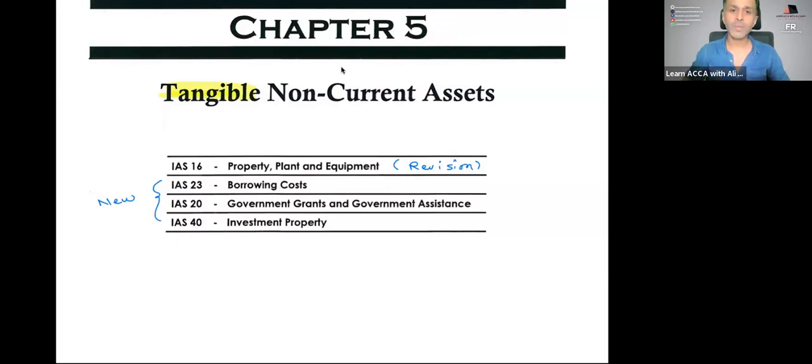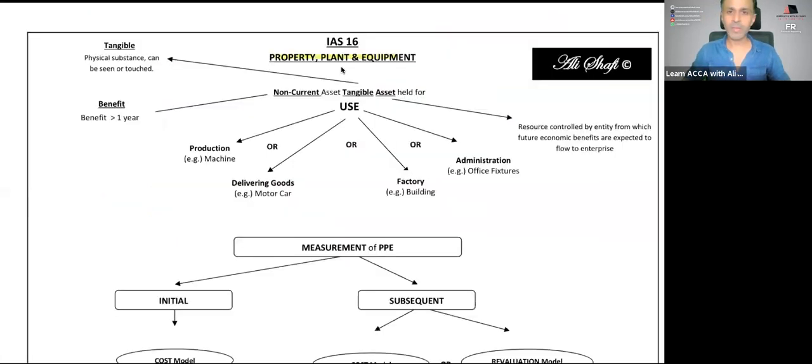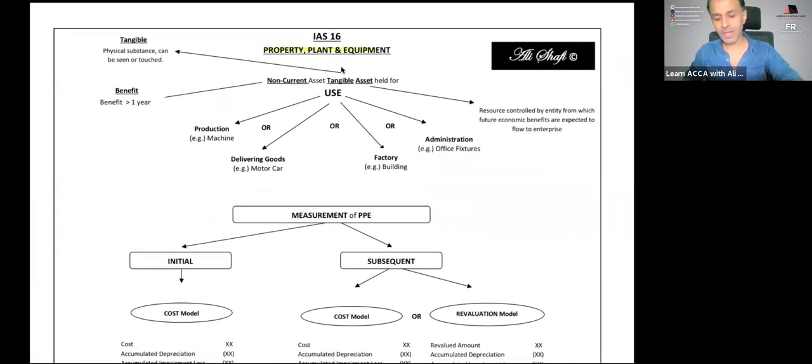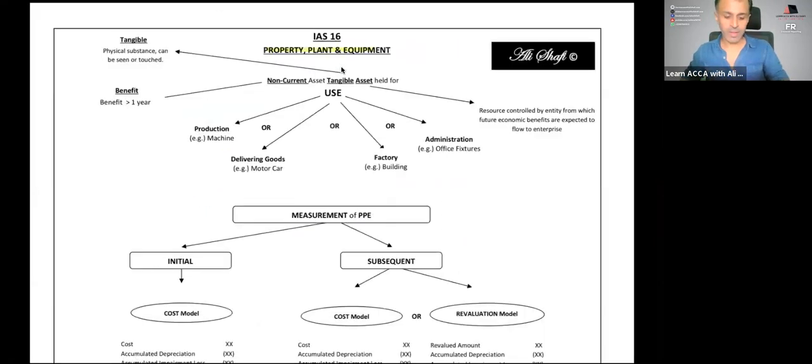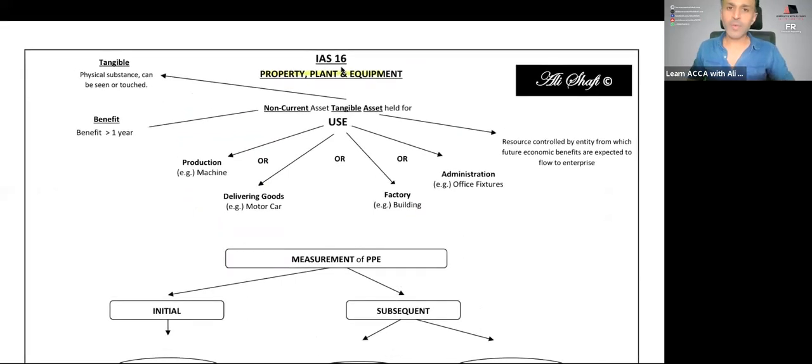Let's start with the topic of property, plant, and equipment. Let's keep the summary in front, and then we will be able to make use of these lecture notes. You will see the way we will. Starting off with the definition of property, plant, and equipment. This is IAS 16: property, plant, and equipment.